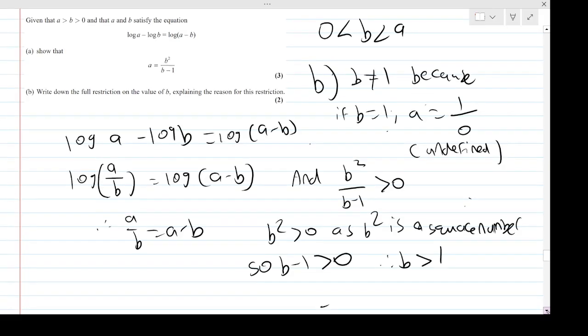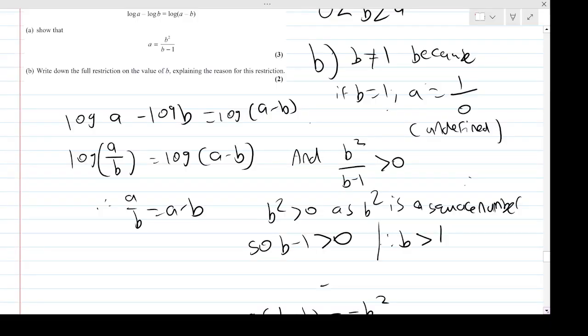And that is the full restriction. And actually, that also incorporates that B cannot be 1, because if B is greater than 1, then B cannot be equal to 1. Because if it's equal to 1, as we saw, it wouldn't work. So B has to be strictly greater than 1, and that is the full restriction. And there we are. Okay, cool.